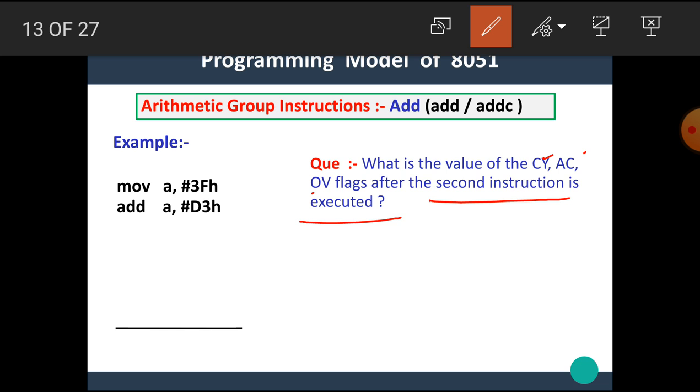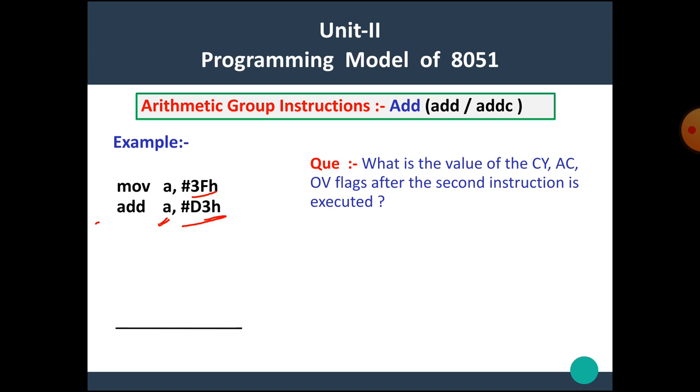MOV A, #3Fh. That means this data is immediately loaded into the accumulator. After this instruction is executed, the accumulator has the value 3Fh. Then ADD A, #0D3h. That means the accumulator has the data 3Fh, and this 3Fh is now added with D3h without carry. Okay, let's see the operation here.